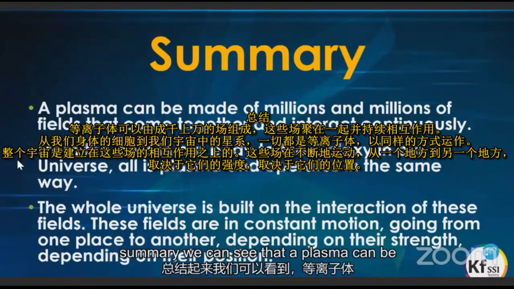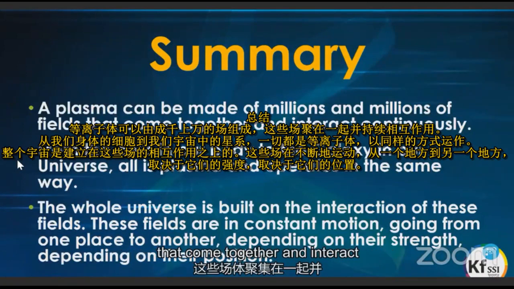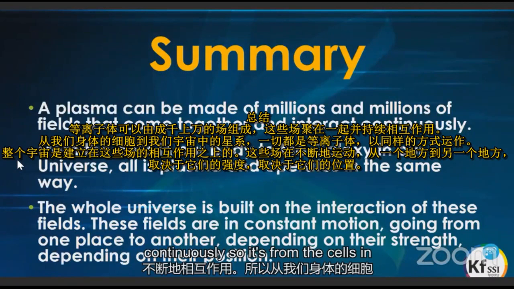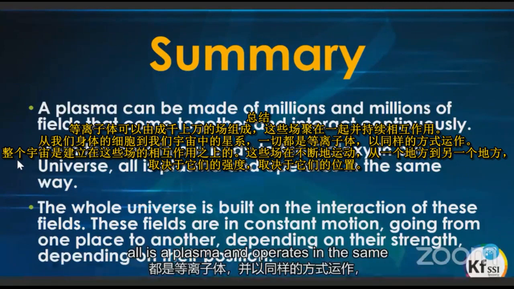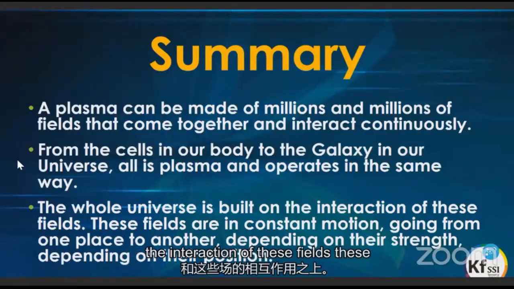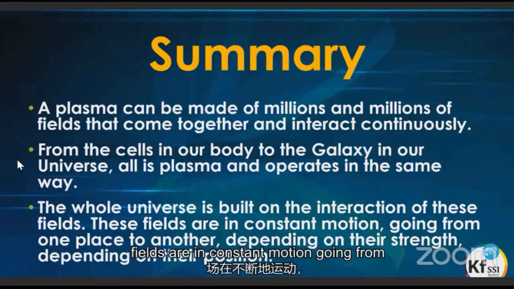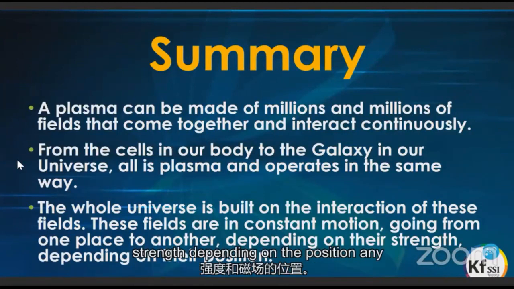So as a summary, we can see that a plasma can be made of millions and millions of fields that come together and interact continuously. From the cells in our body to the galaxy in our universe, all is a plasma and operates in the same way. The whole universe is built on the interaction of these fields. These fields are in constant motion, going from one place to another, depending on their strength and their position.